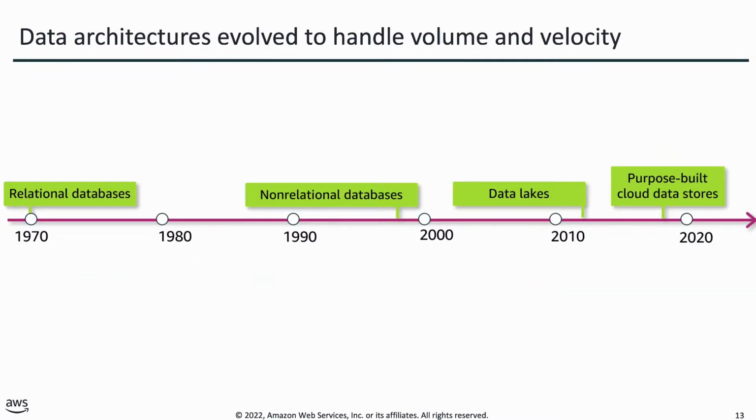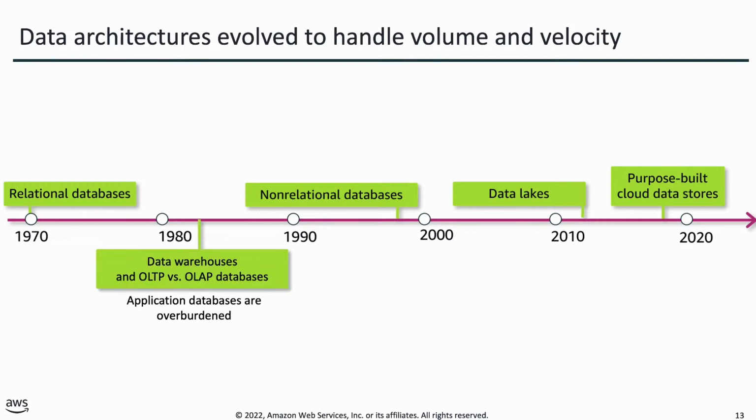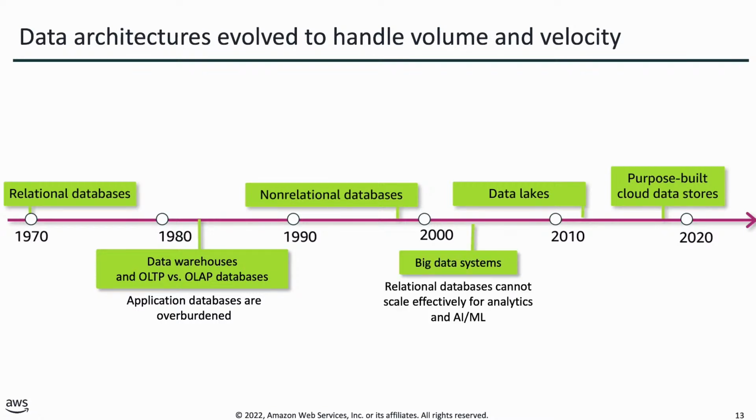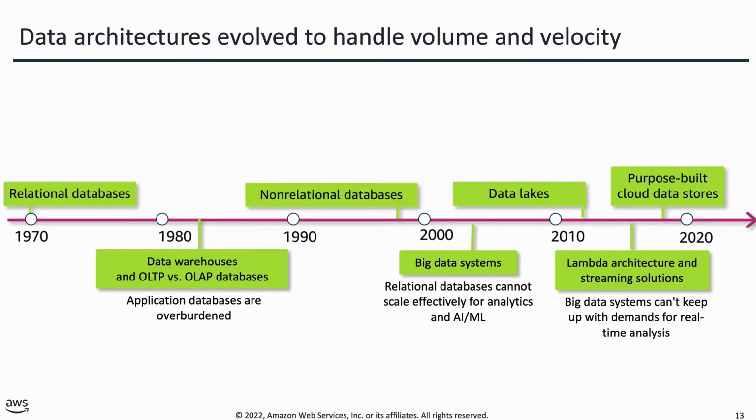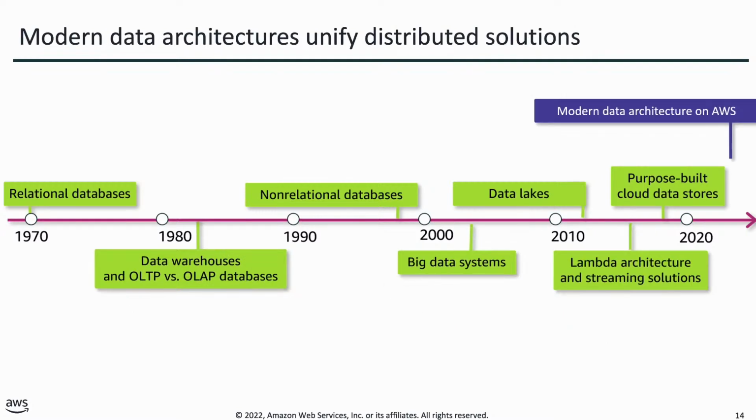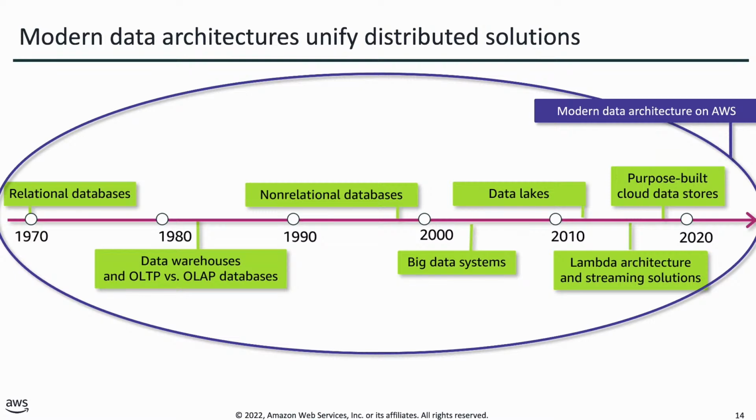Now, if we look through the data architectures that are evolving to handle the volume and the velocity here, some of the things to really think about is that in the old 1980s era, the databases were overwhelmed. In maybe the 2000 era, the relational databases weren't really designed for AI ML. And then with the newer systems in big data, they couldn't keep up with real time. And what we're starting to see here is this need for even further evolution and modernization. And we can see that AWS could be one of the solutions that will solve the problem if it's done correctly.